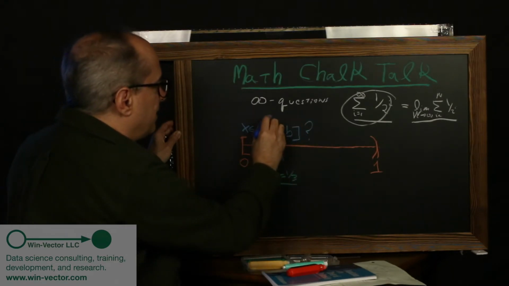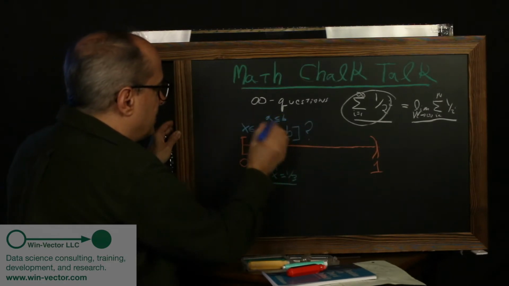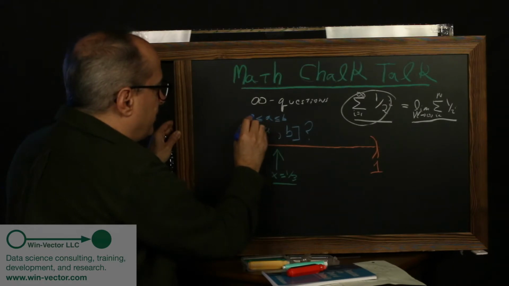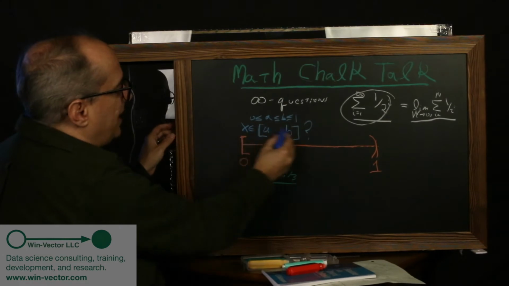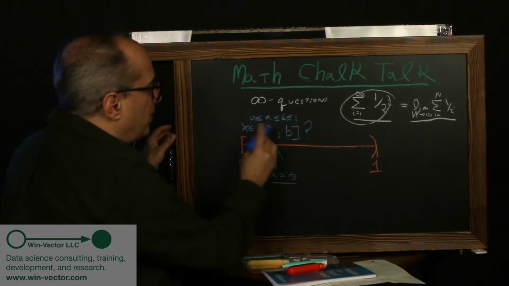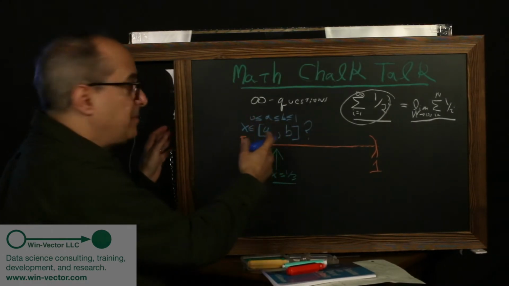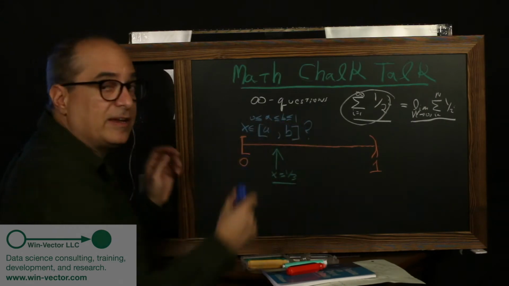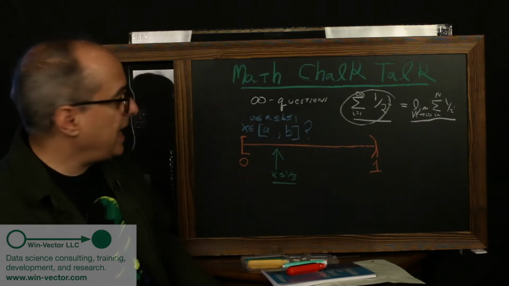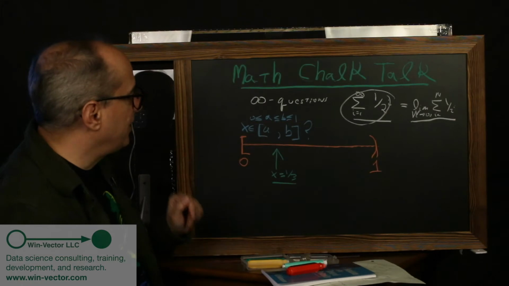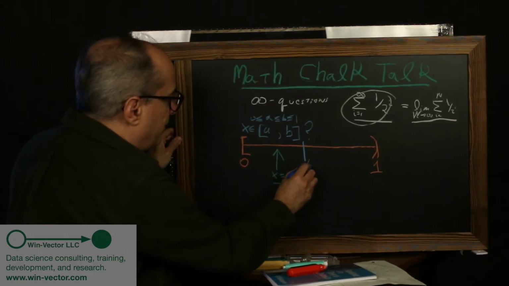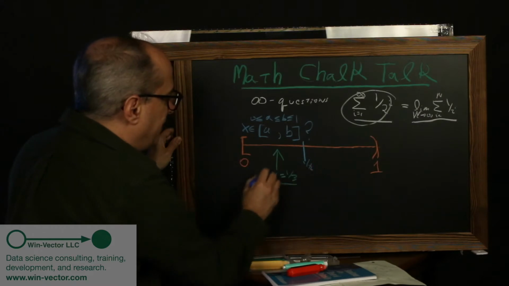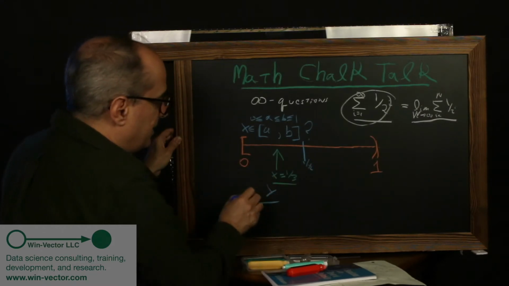So a is less than or equal to b. We're allowed to ask any question of the form: is x in the interval a, b, and we'll allow the left side to be inclusive or exclusive and the right side to be inclusive or exclusive. For instance, we could ask, is x in the interval 0 to a half? And the answer is yes.